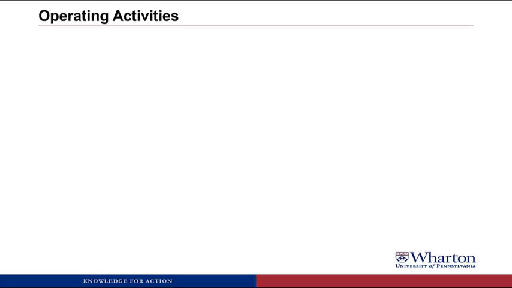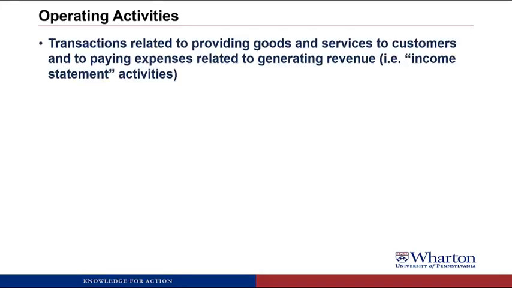Let's talk about each of these three buckets of activities in more detail, starting with operating activities. These are transactions related to providing goods and services to customers and paying expenses related to generating revenue. The best way to think about this section is it's the analogy to the income statement.